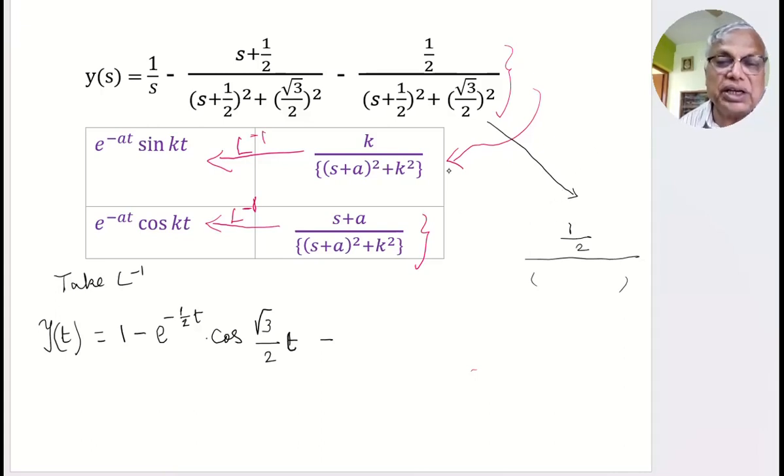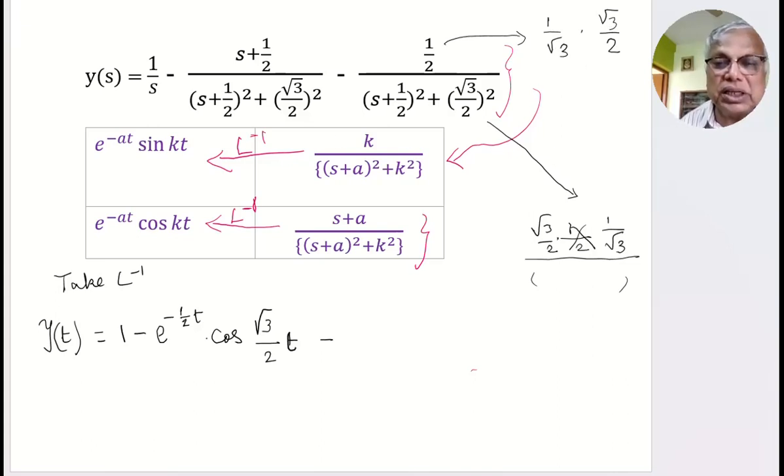Now instead of half, I need this formula. K, I need root 3 by 2. So I have to make root 3 by 2 here. But what is already there is half. So I have to divide by root 3. All I have done is I rewrite this half as 1 by root 3 into root 3 by 2.